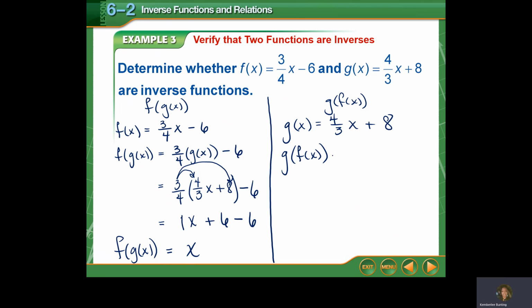All right. Everywhere I see an x, I'm replacing it with f of x. Do we know what f of x is equal to? Thank you. 3/4x minus 6. And then I got the plus 8 out here, right?